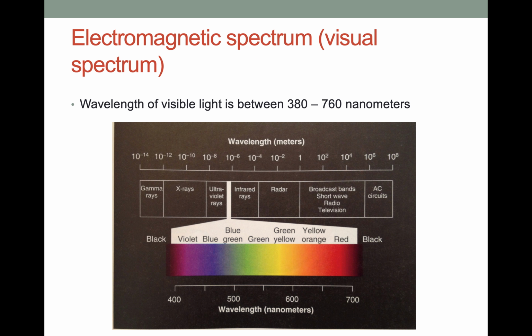Now, wavelengths of visible light are between 380 and 760 nanometers. These wavelengths are what we can see, what we can perceive, and they are represented on the electromagnetic spectrum shown here. Some animals such as snakes can see infrared waves, which are too long for humans to see.